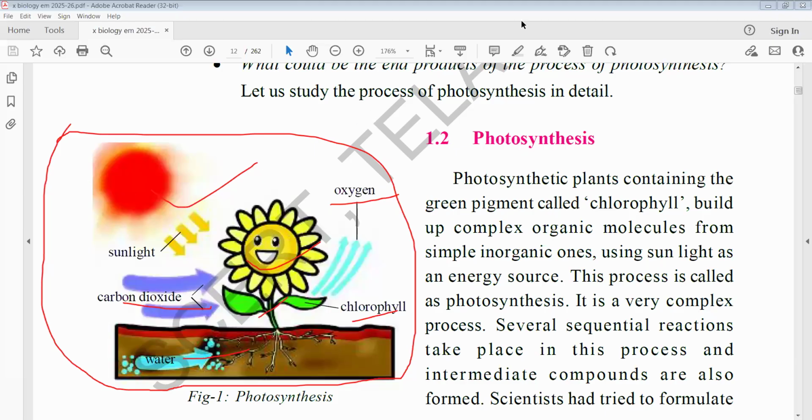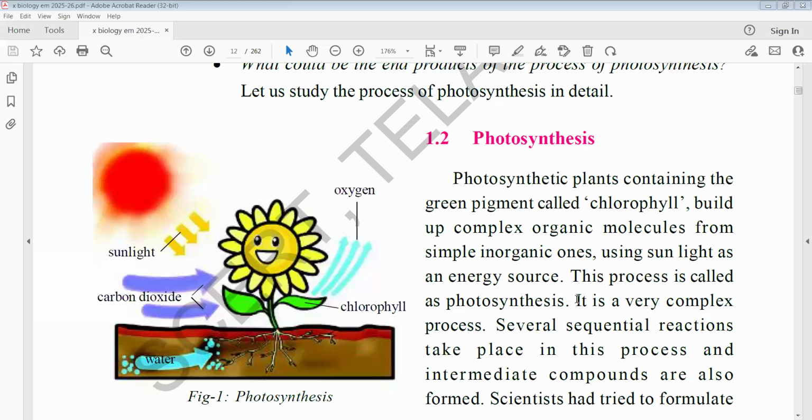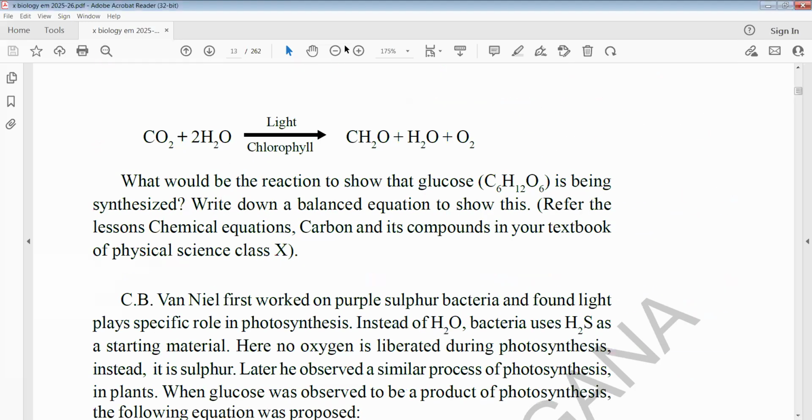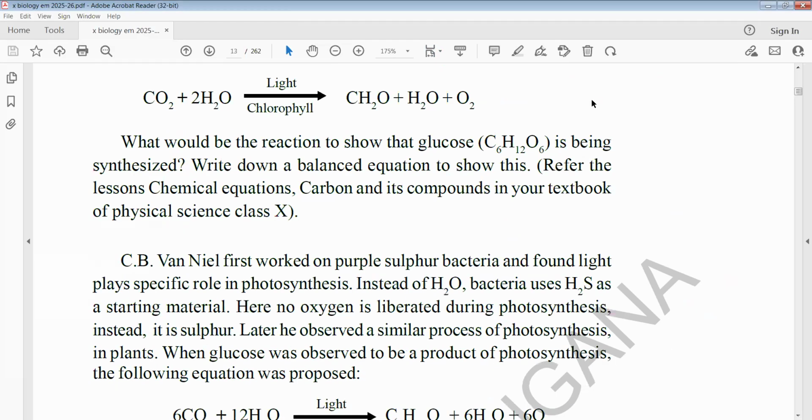Next, another important topic. Here you can see the chemical equation of photosynthesis. Two equations are there. This is the normal chemical equation regarding photosynthesis. It indicates what the reactants are and what the products are in photosynthesis.